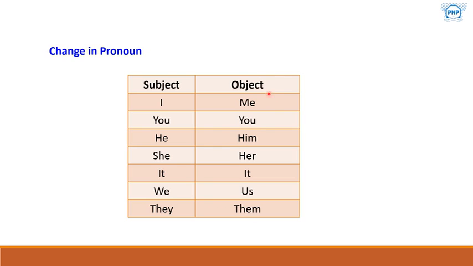You should know all the changes. All these are used when we are using active voice, and these are for passive voice. This column is meant for active voice. Whenever in active voice I is there, I changes to me, correct? I changes to me. Understood? Let's check the next one.